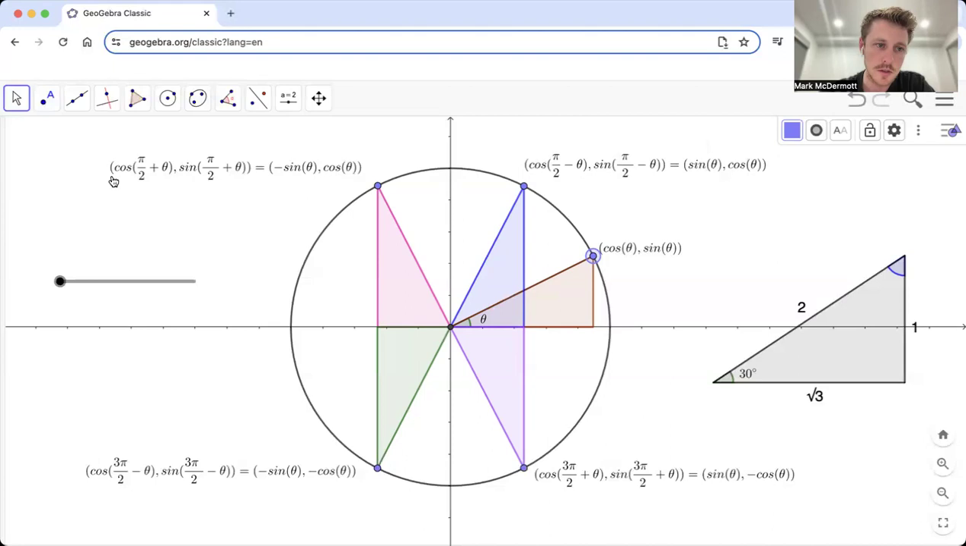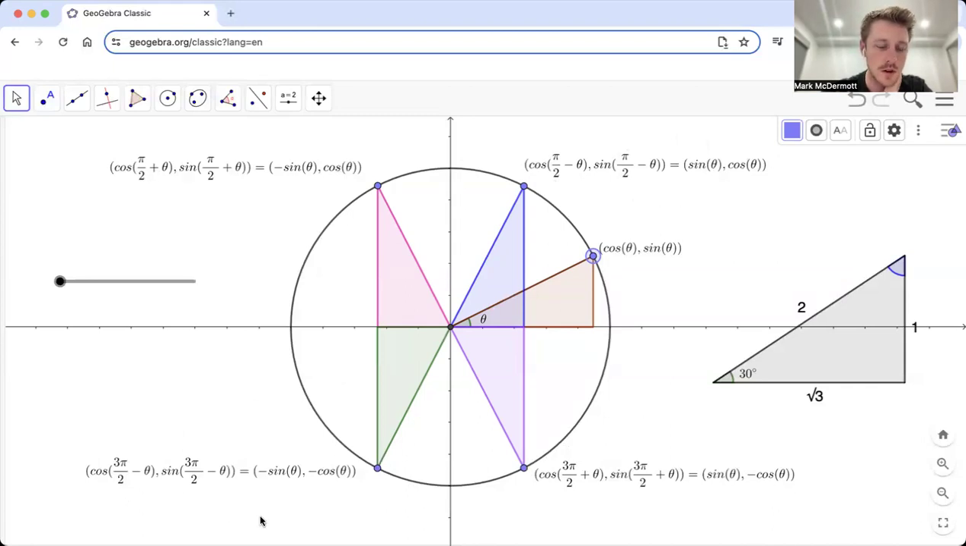So to summarize, we're saying cosine of pi on 2 plus theta equals negative sine theta, and sine of pi on 2 plus theta equals cosine theta. Okay, and then obviously the same things hold in quadrants 3 and 4. Once you understand what's going on in this first quadrant, you just need to understand where the x values and the y values are positive and where they're negative.